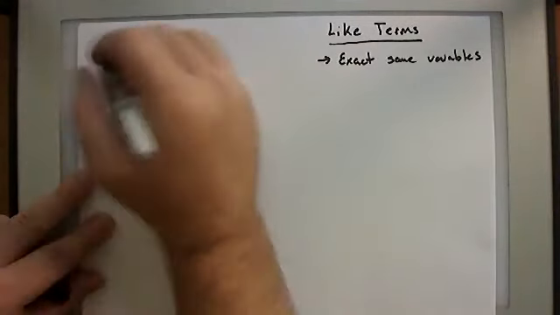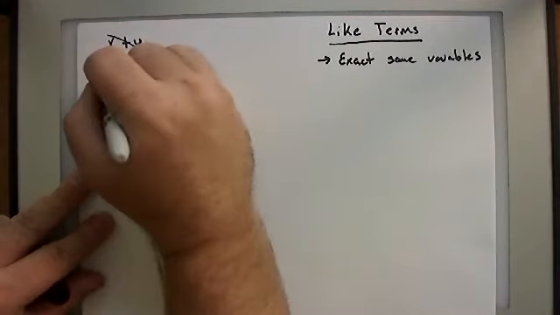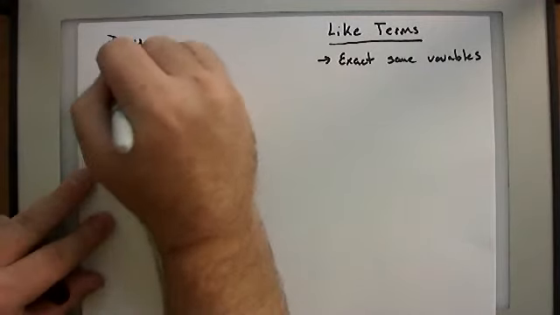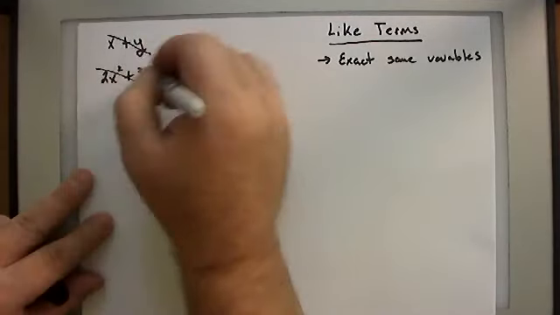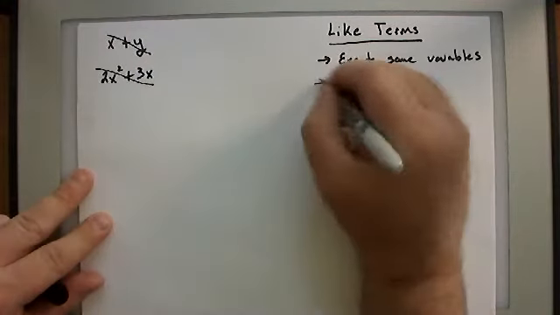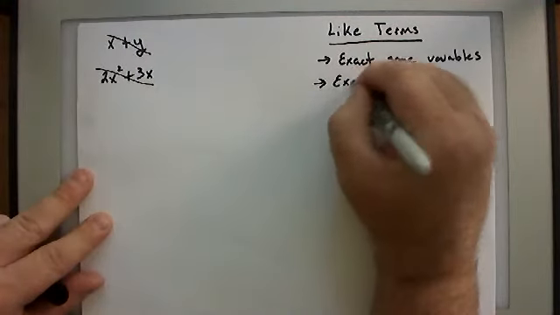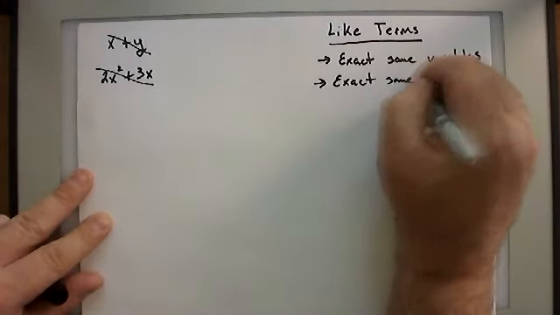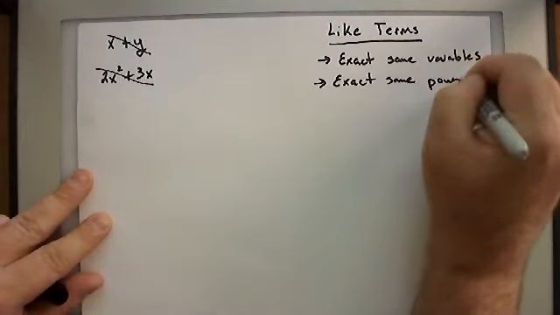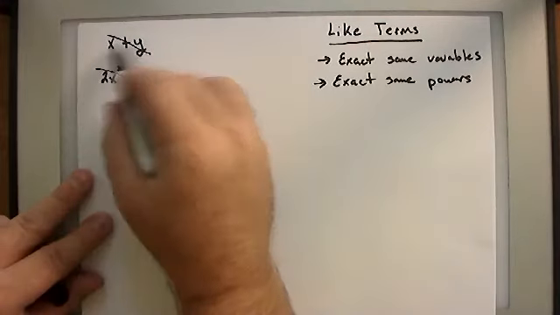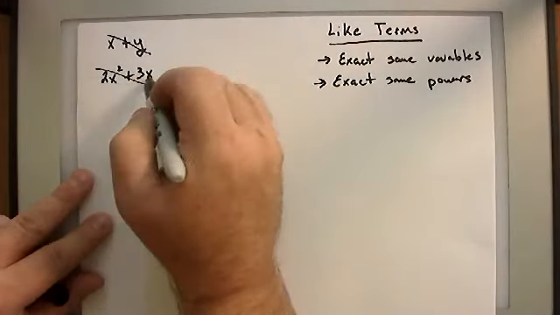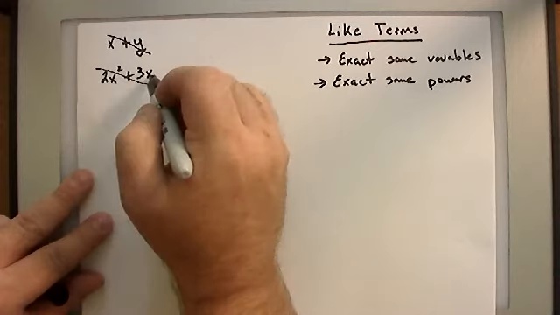What about if I said something like 2x squared plus 3x? Can I combine those? Well, the answer is, again, no. Nothing happens. It just sits as what it is, because not only do you have to have the exact same variables, you have to have the exact same powers or exponents, okay? So x and y don't go together because they're not the same variables. X squared and x don't go together because they're not the same powers, right?